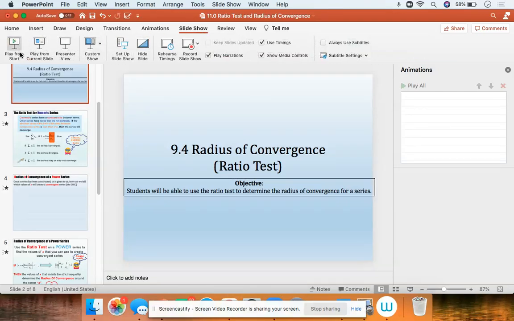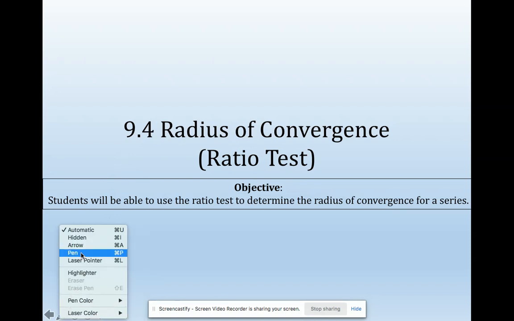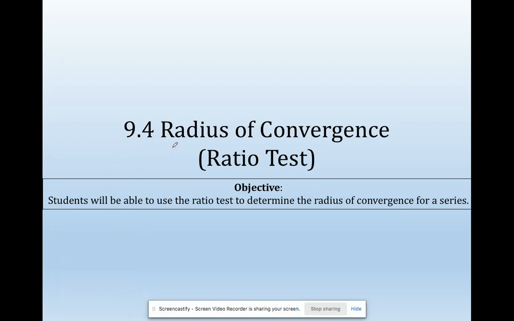Hi kids, let's talk about the radius of convergence and how to use the ratio test to get the radius of convergence. So before I start, I want to give you some big ideas.